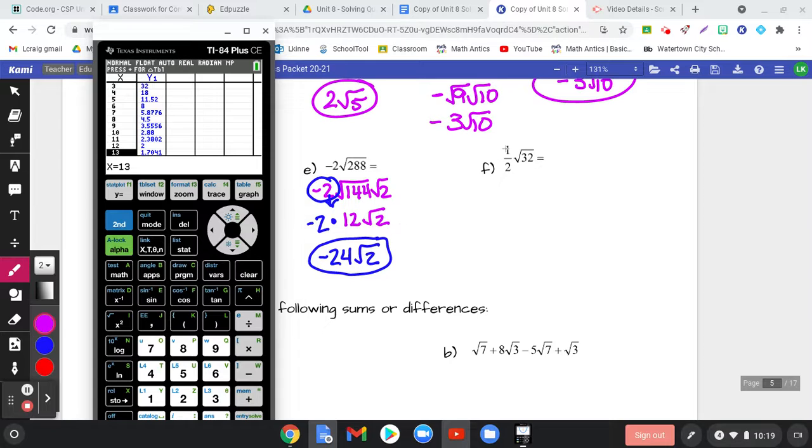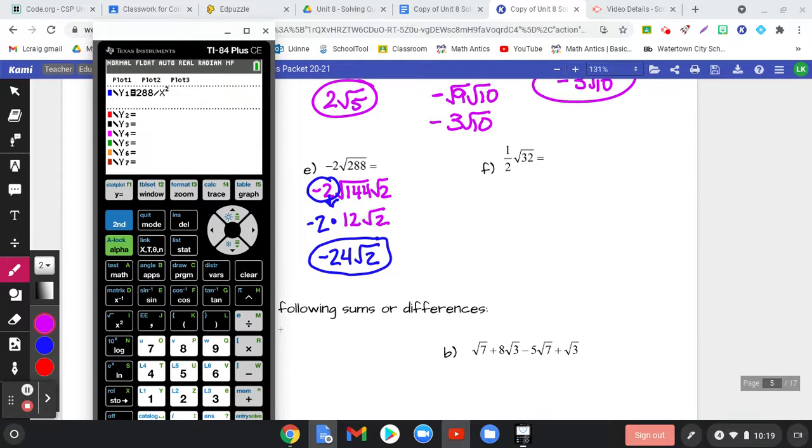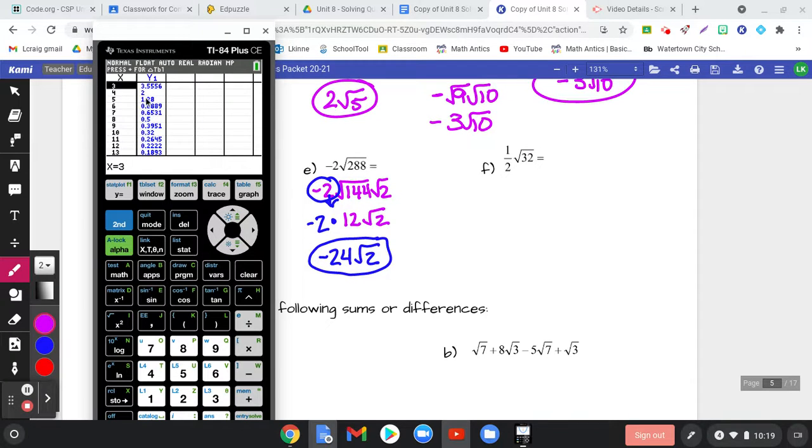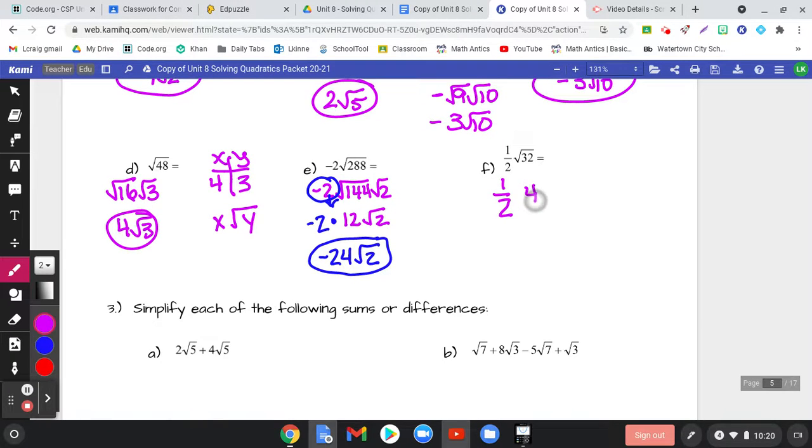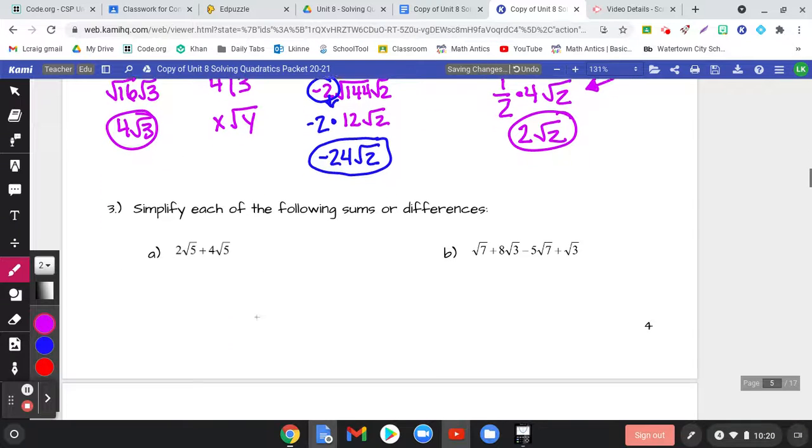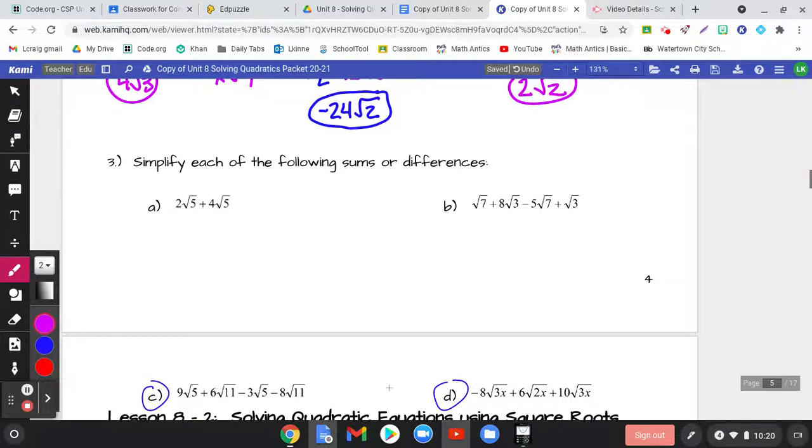Same thing. All right, 32. Calculator's open, why not? 32 divided by x squared. Go to the table. I'm going to scroll down until I find 1, 4 radical 2. And then I brought the 1/2 down. Half of 4 is 2 radical 2 is your answer. Again, in the table, if you did 32 divided by x squared and y equals, you'd have 4 and 2 here. And that's another way you could get that. Okay. On your paper, C and D are on that page, so you are responsible to do all 4.